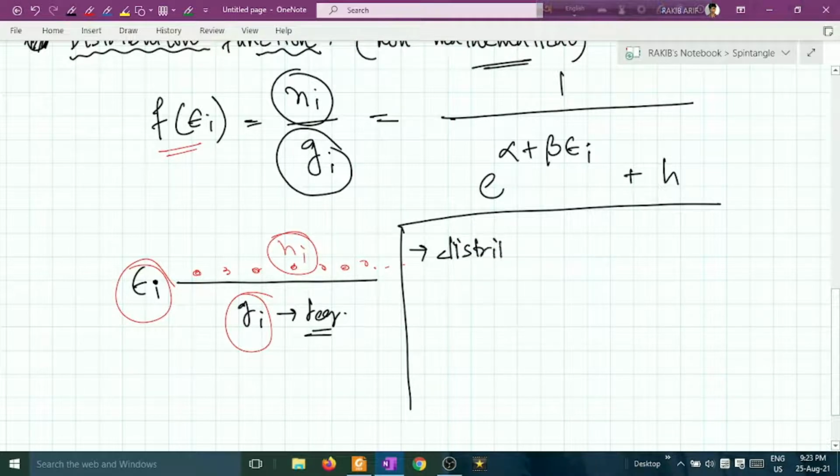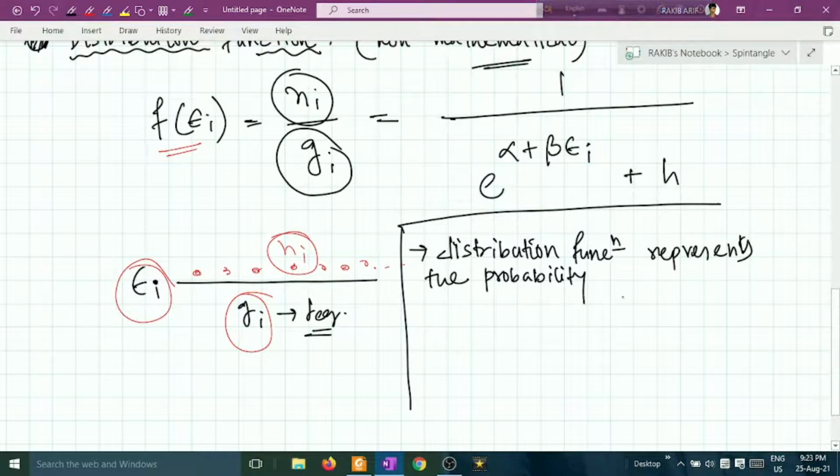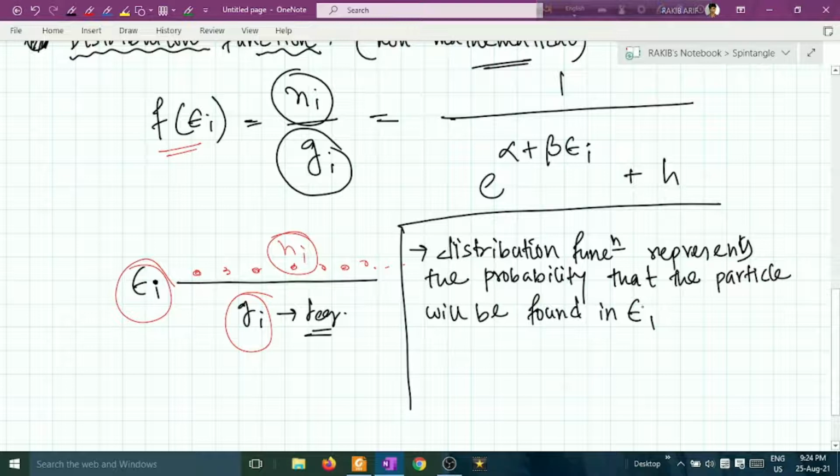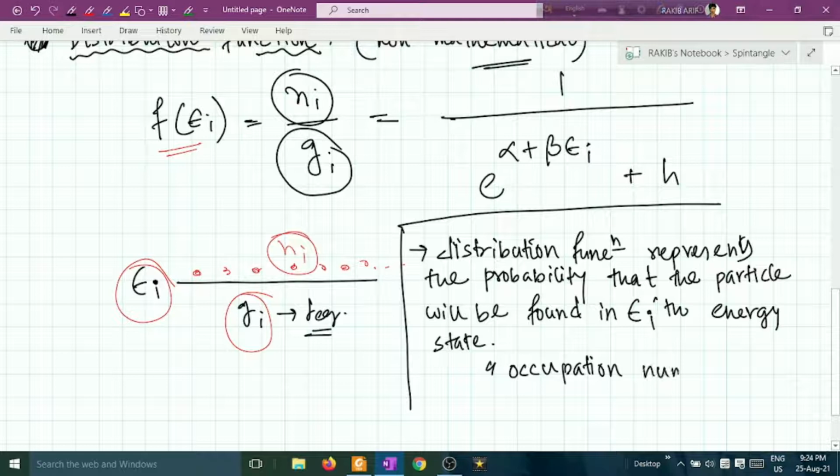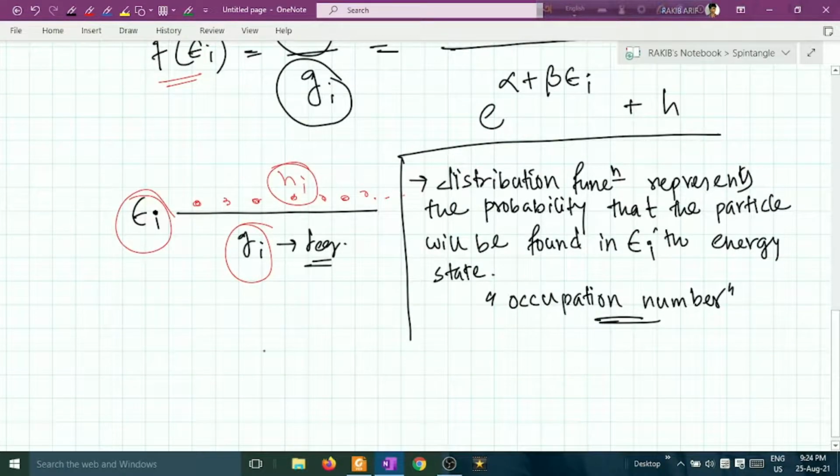Distribution function represents the probability that the particle will be found in the Eith energy state. It is sometimes called the occupation number also. Okay, this is what we call the distribution function.